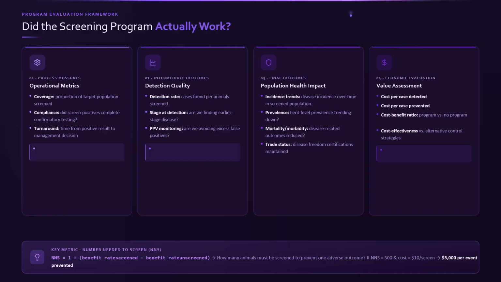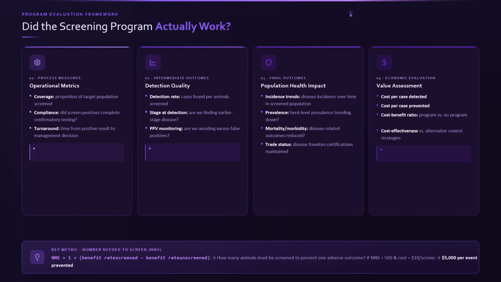Fourth, economic evaluation. Cost per case detected, cost per case prevented. The cost-benefit ratio of running the program versus not, and how it stacks up against alternative control strategies. A program that works biologically but bankrupts producers won't survive.